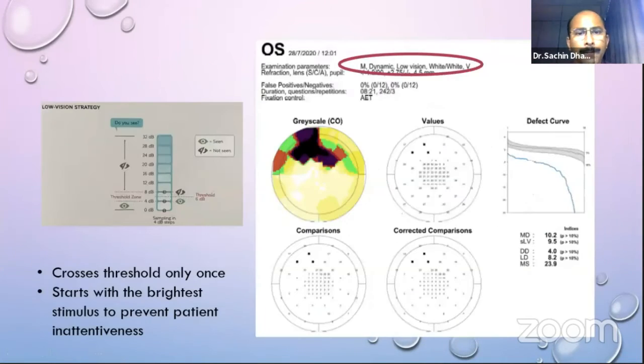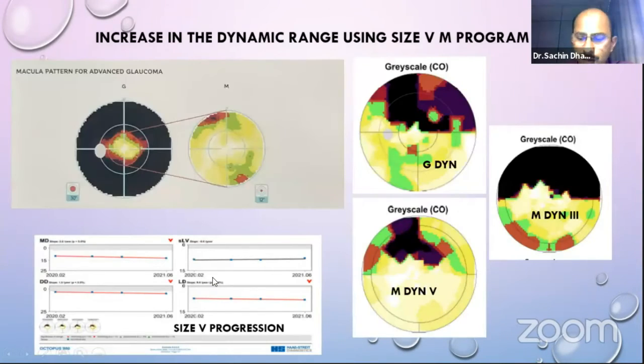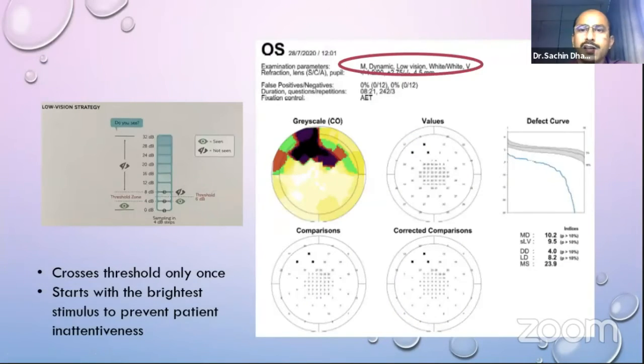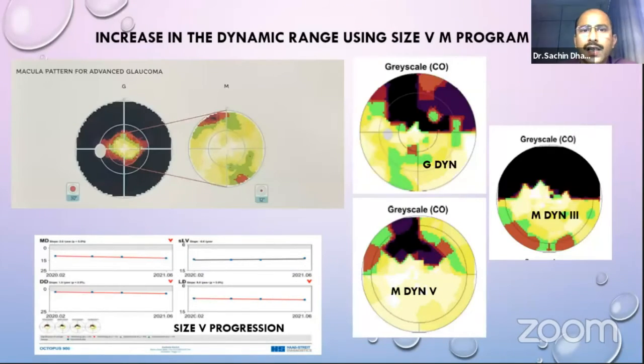The choice is yours. Now, here you can see we've used the size 5 stimulus and a low vision dynamic strategy in the M program. That is a magnification of the central grid. The test pattern is the same as that of the M program, but the stimulus is size 5. The advantage is it crosses the threshold only once, and it starts with the brightest stimulus. That prevents fatigue in the patient from not seeing the stimulus for a long time, especially in cases of advanced visual loss. Now, the increase in the dynamic range of the machine can be obtained by using the size 5.